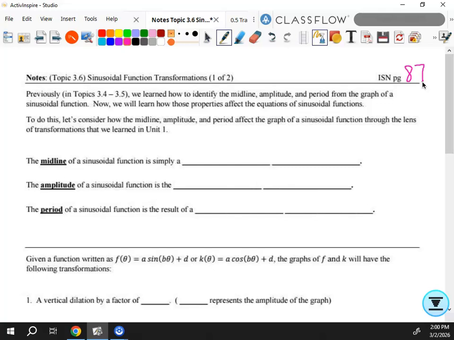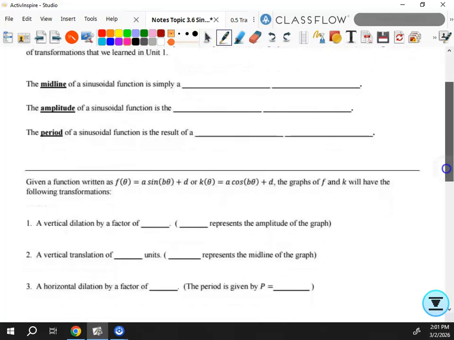So last week, we learned how to identify the midline, amplitude, and period from a graph of a sinusoidal function. So now we're going to look to see how that affects the equations. All right. We are doing transformations. They are the same transformations you've been doing forever. So don't overthink anything and make it harder for absolutely no reason.